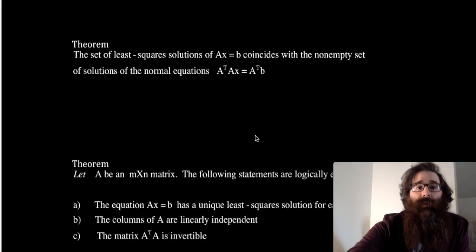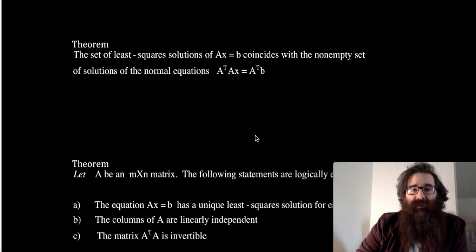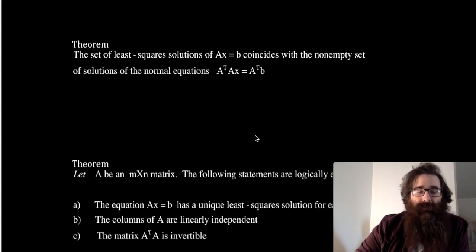We have a nice theorem. The set of least square solutions of Ax equals B coincides with the non-empty set of solutions of the normal equations given by A transpose times A times x equals A transpose times B.